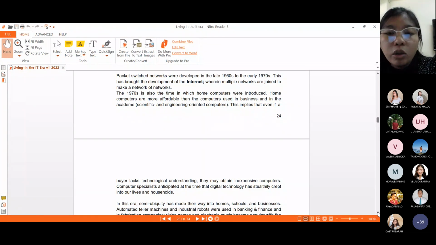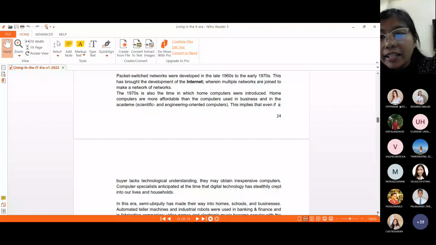Home computers are more affordable than the computers used in business and in the academe, such as the scientific and engineering-oriented computers. Doon sa chapter 1 natin, class, na-discuss natin doon na yung mga kauna-unahang desktop nga computers ang lalaki. 'Di ba? Hindi mo yan maita-travel, hindi siya portable hanggang sa dumating tayo sa punto na naka-invent na sila ng mga pwede mo na lang i-carry, pwede mo na lang ilagay sa sala ninyo or sa bahay kaya may mga tinatawag na tayong home computers.